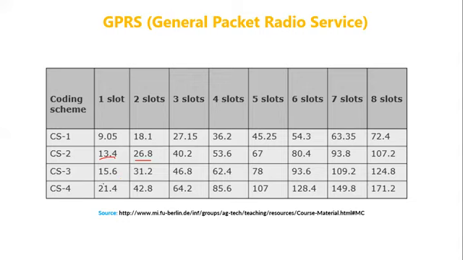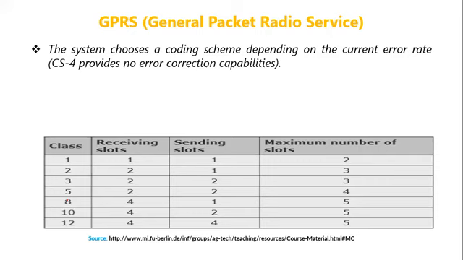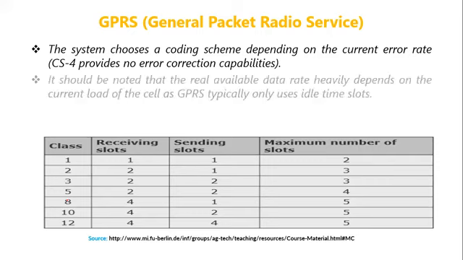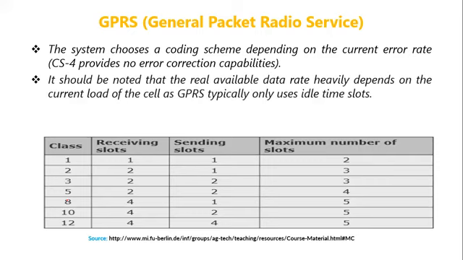CS3. So like that, these are the different data rates offered by the GSM under different coding schemes. And these coding schemes vary with respect to the error correction capabilities they offer. So the GSM system will choose an appropriate coding scheme depending on the error rate. Okay.